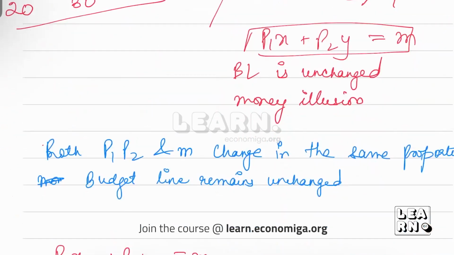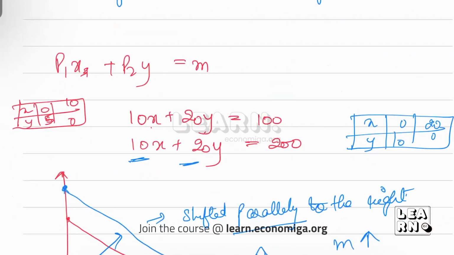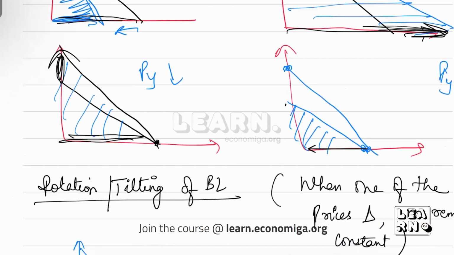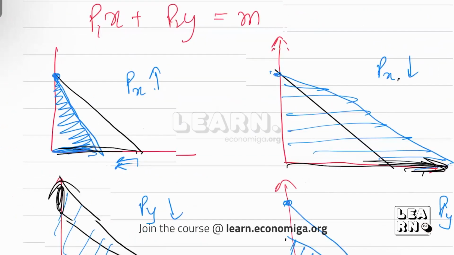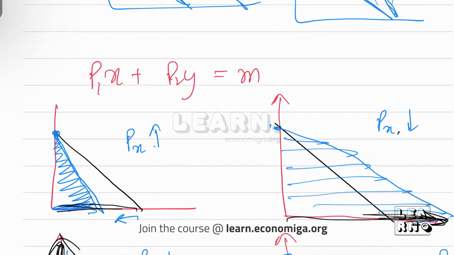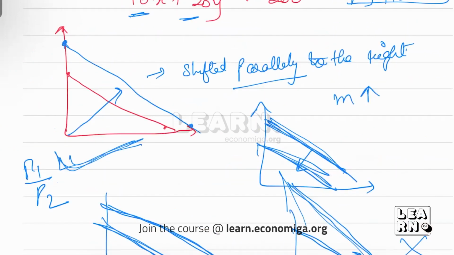And if the price of one of the goods is changing while the money income remains constant, that gives you a rotation of the budget line. And finally, if there is a change in the money income with no change in the prices, that leads to a shift in the budget line. So that is the concept of budget.